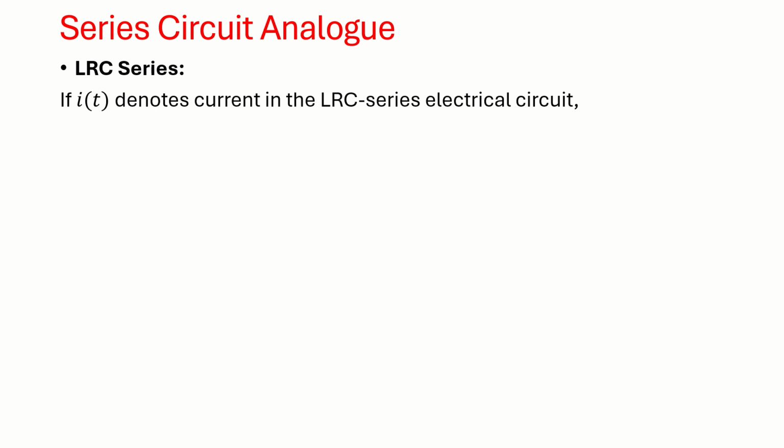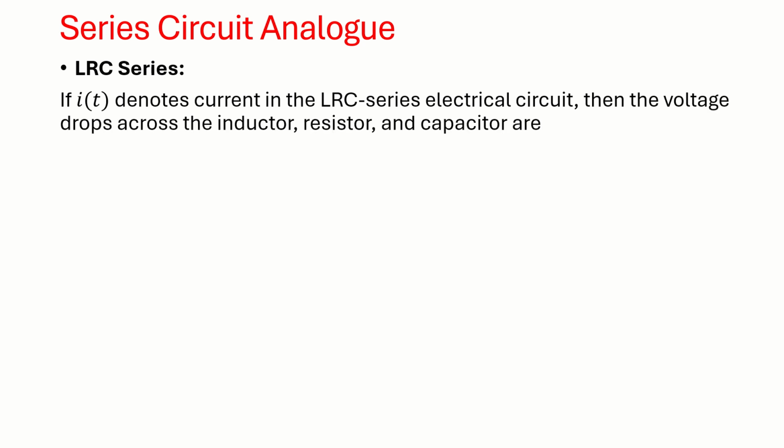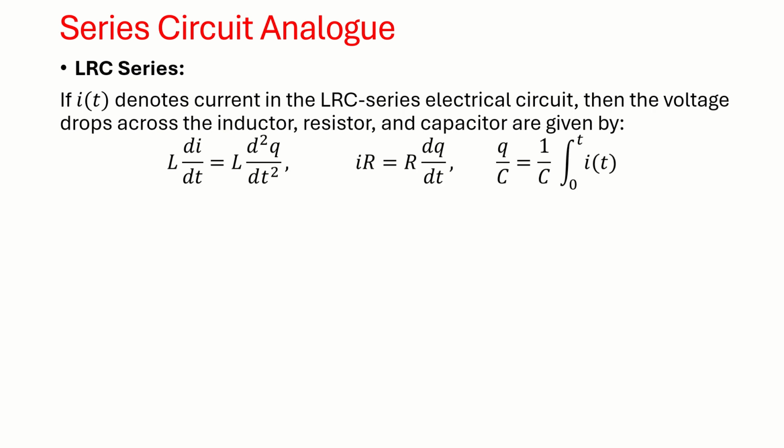Let's suppose in that LRC circuit, I represent the current, and the voltage drops across the inductor, resistor and capacitor. They are defined in the following way. We know that by Faraday's law, L into di by dt, or we can say that L d square q by dt square, that's the voltage drop at any inductor.